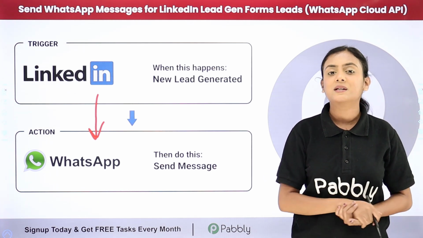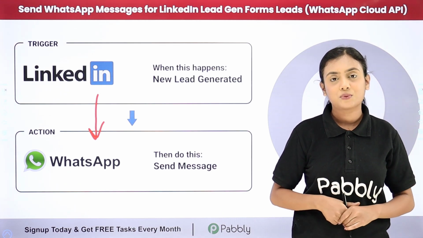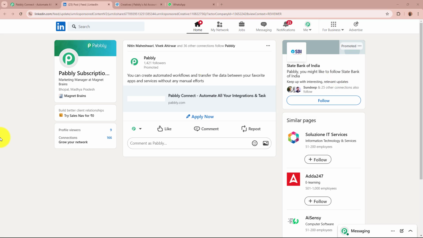So if you also want to learn about this amazing automation process step by step, then let me take you all to my screen. In this video, we're going to learn how to send automated WhatsApp message on LinkedIn lead gen form leads using WhatsApp Cloud API. So as an owner of a digital marketing agency, I run lead generation campaigns on LinkedIn to attract business looking for digital marketing services. Once the leads are captured, I need to ensure that I follow up with them quickly to convert them into clients.